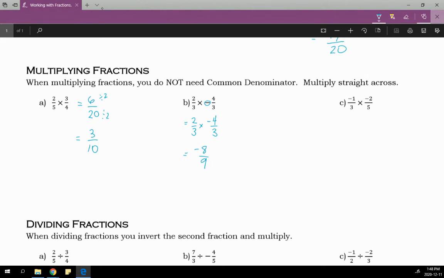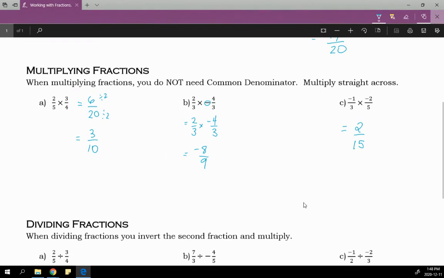Okay, now same thing with C. So we have two negative fractions. So if I'm multiplying a negative and a negative, I know that it's going to be positive. So negative 1 times negative 2 is positive 2. And 3 times 5 is positive 15. And that's already in lowest terms.